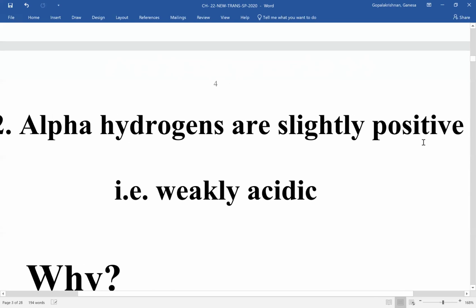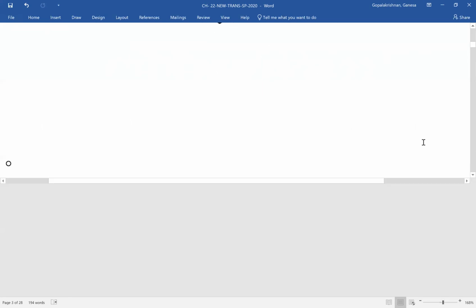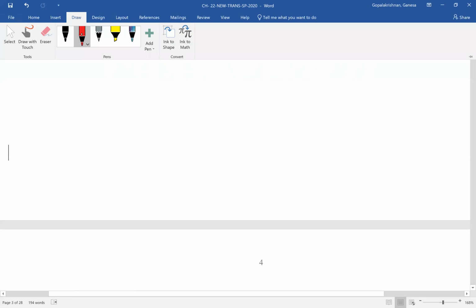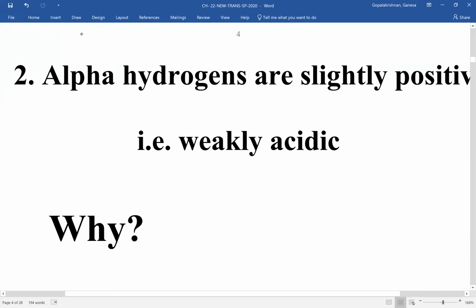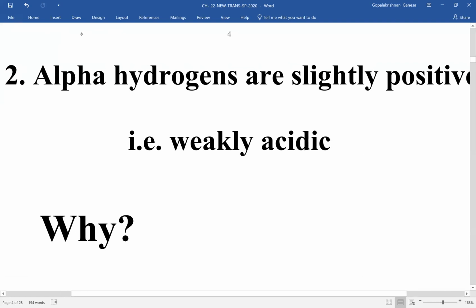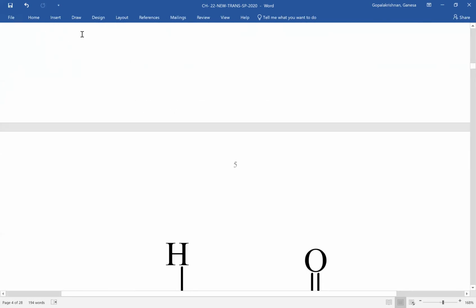Look here. Alpha hydrogens are slightly positive. They are positive means they are slightly acidic. What is the reason?